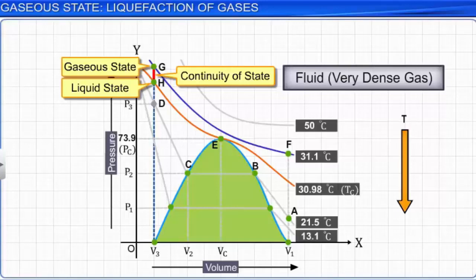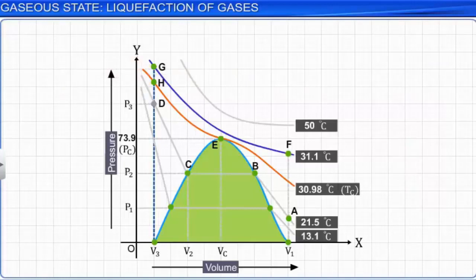A gas can be liquefied below critical temperature by applying pressure, and then it is called the vapor of the substance. For example, carbon dioxide gas below its critical temperature of 30.98 degrees Celsius is called carbon dioxide vapor.